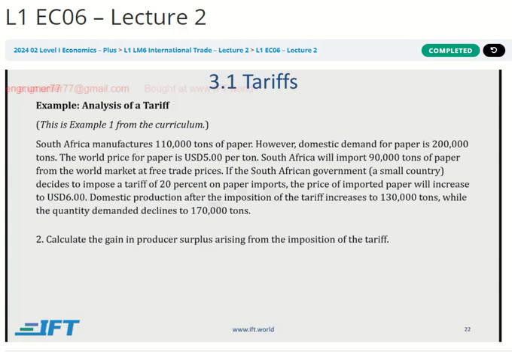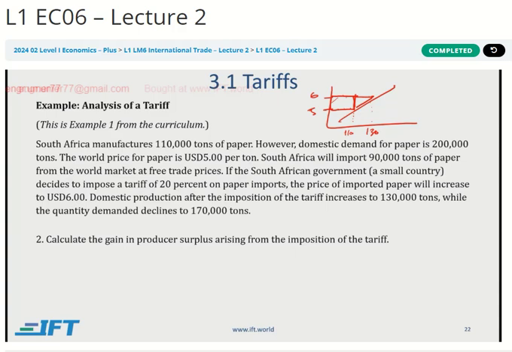Next, calculate the gain in producer surplus. So producer surplus means from 5 to 6, and initially at 5 they were only supplying 110. Now at 6 they are supplying 130. So we've got all of this extra money going to the producers, right? So there's going to be a rectangle over here, this rectangle plus this triangle.